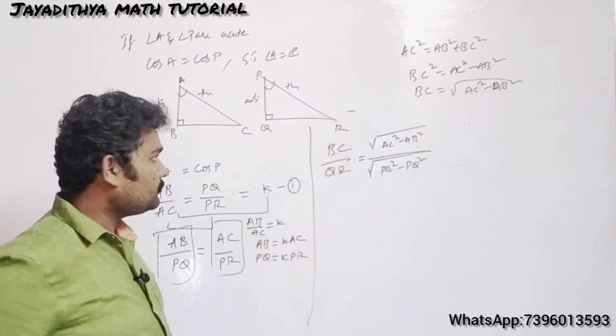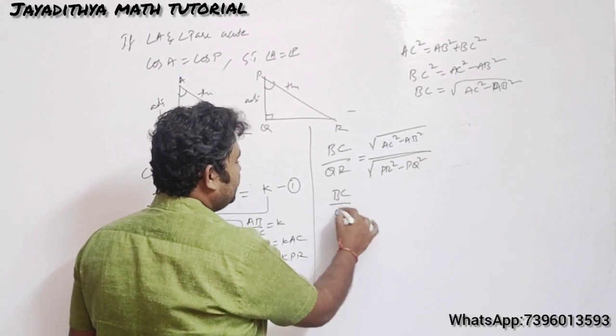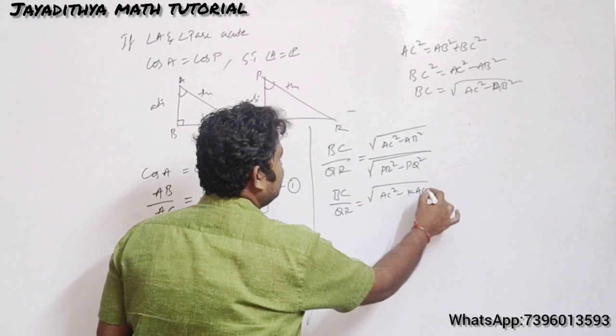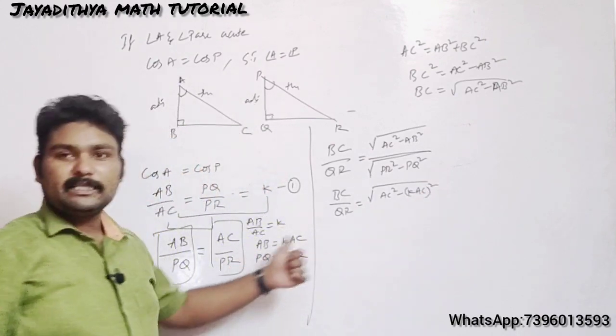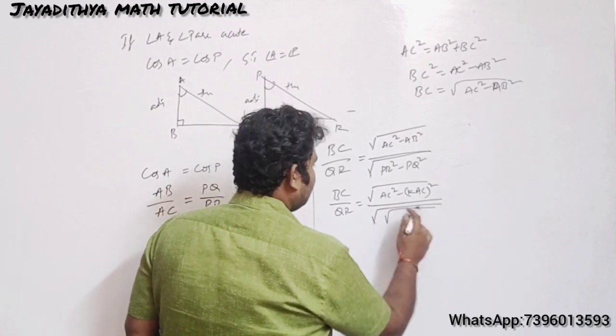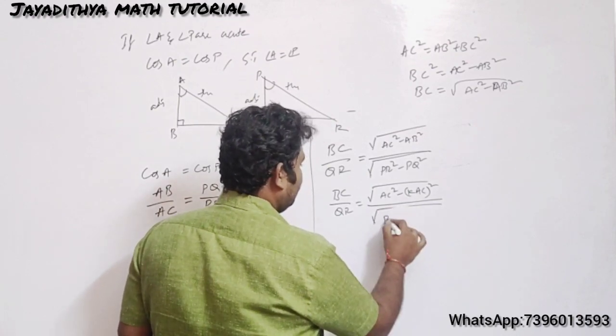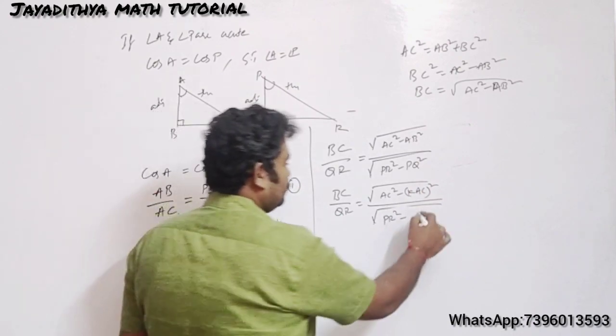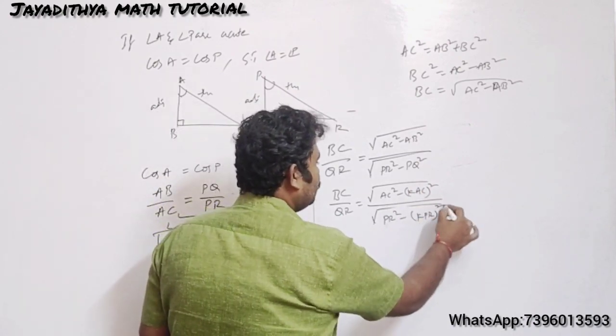So substitute them there. So that is BC by QR is equal to root over AC square minus KAC whole square, because AB is equal to KAC, by root over PR square minus PQ, in the sense that is KPR, so right here KPR whole square.